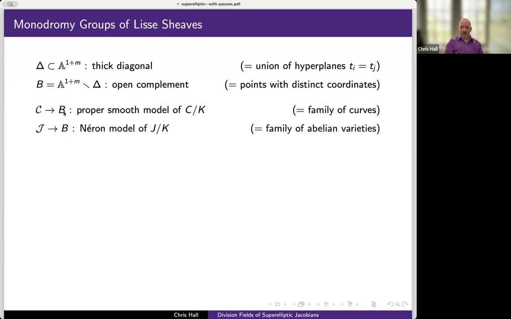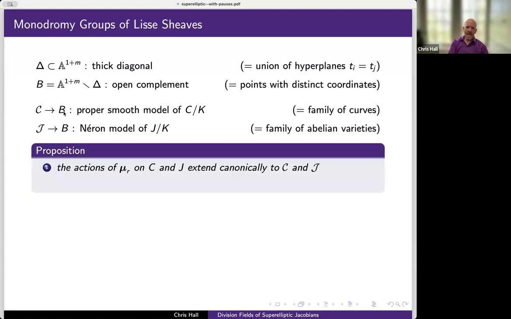For that family of curves, I can talk about their Jacobians, and that forms a family of abelian varieties. You could also think of that abelian variety or family as the Néron model of the Jacobian. And some really nice things are true, like the action of the roots of unity on the curve and the Jacobian. They spread out and they give actions even on this family of curves and this family of abelian varieties.